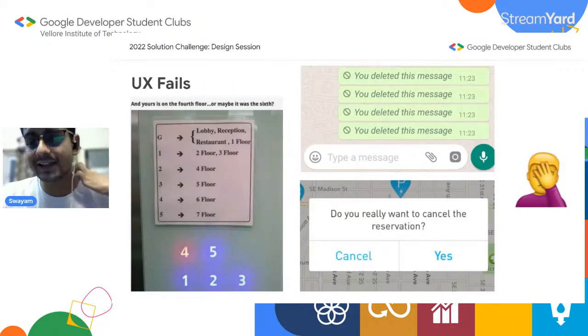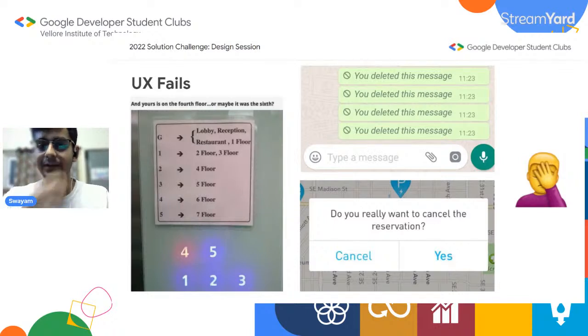Oh, okay. So, UX fails. As someone who enjoys memes a lot, this is something I enjoy going through in my free time. As you can see, this lift interface is so hard to comprehend. It says G has lobby, reception, and first floor, the third floor has fifth floor and all that. So it is a very bad, terrible UX. If I enter into this lift, I'm never getting to my floor.